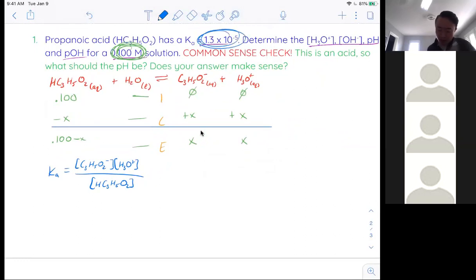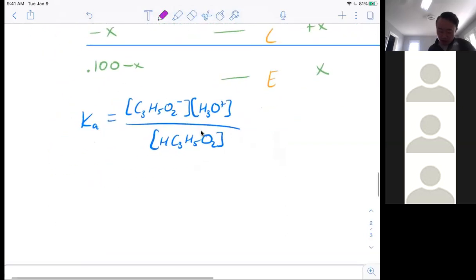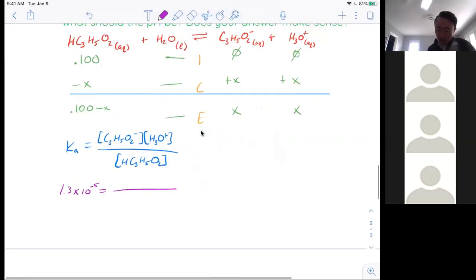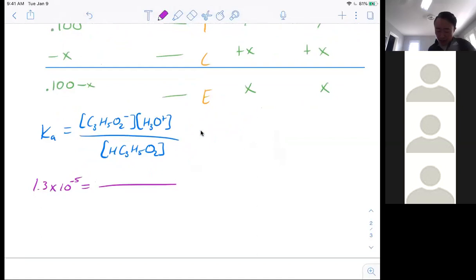That's right up there. I'm gonna do some purple now. So I'll do 1.3 times 10 to the negative fifth equals, on the top, the equilibrium concentrations of those two products, which is just X and X, or just X squared, divided by the initial concentration of that acid in the beginning, which was 0.100. And I can solve for X. So if you want to take a little bit of time to solve for X there, I have no idea what it's going to be.